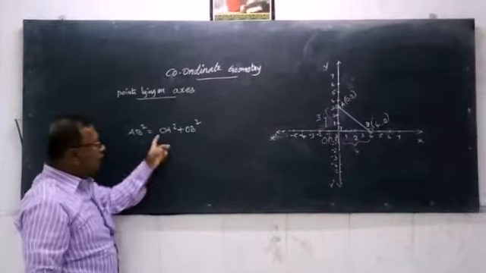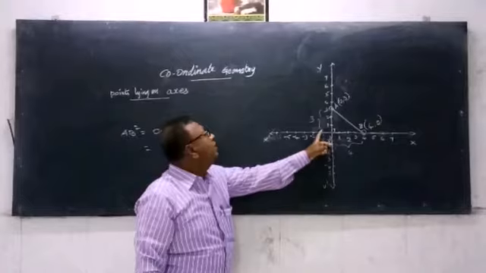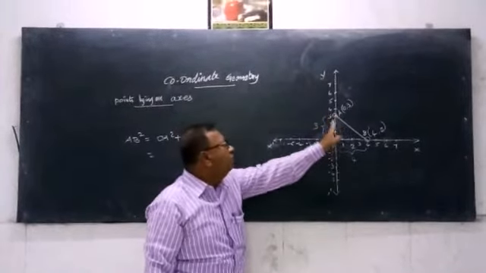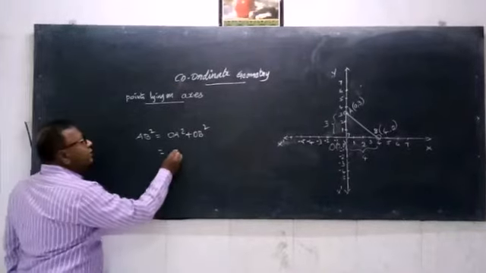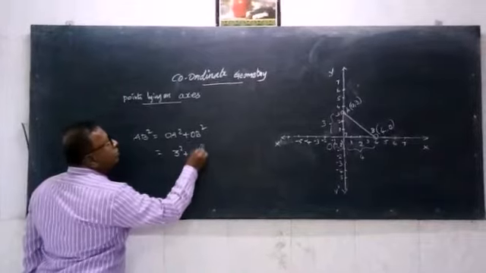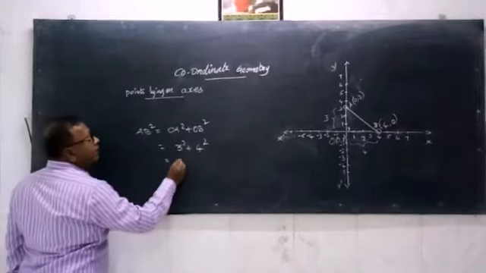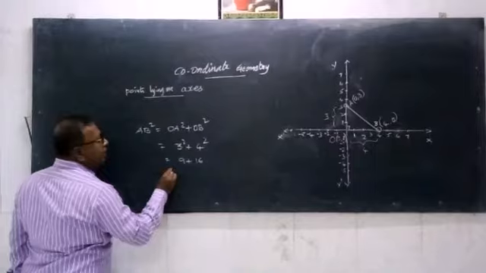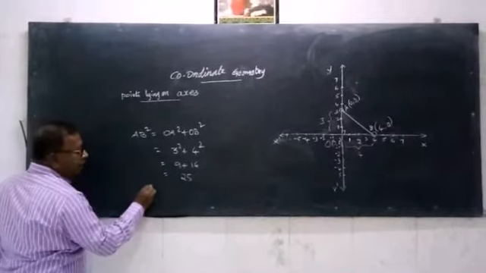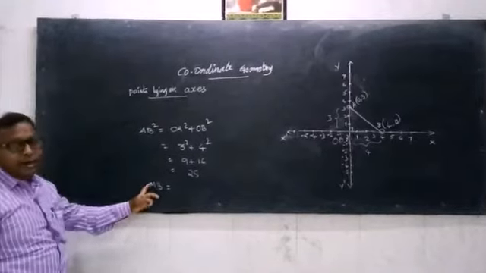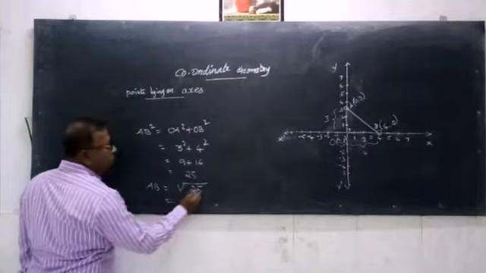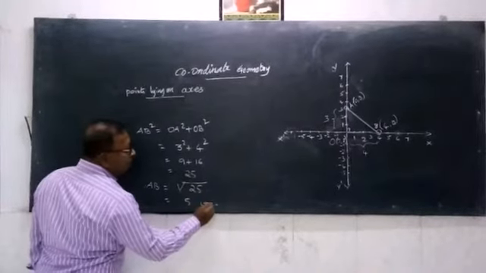Now OA square, OA is nothing but 3 units. From here to here, the distance of the point A on the y-axis is 3 units. So this is 3 square and clearly OB is 4, so it is 4 square. 3 square is 9 and 4 square is 16. The sum of these two is 25. Now to get AB, where AB is the distance between the 2 points A and B, we take the square root of 25. Square root of 25 is nothing but 5 units.